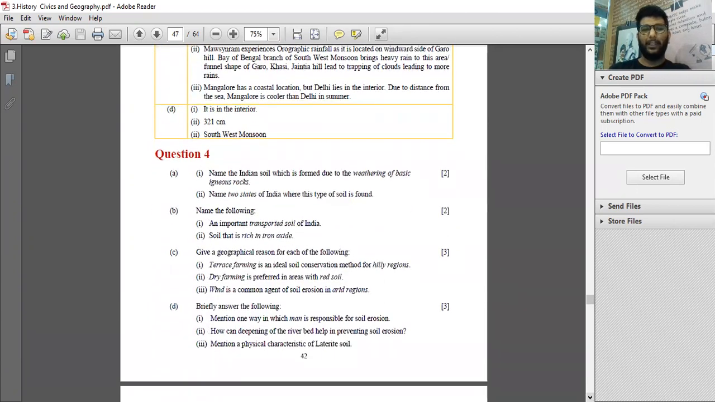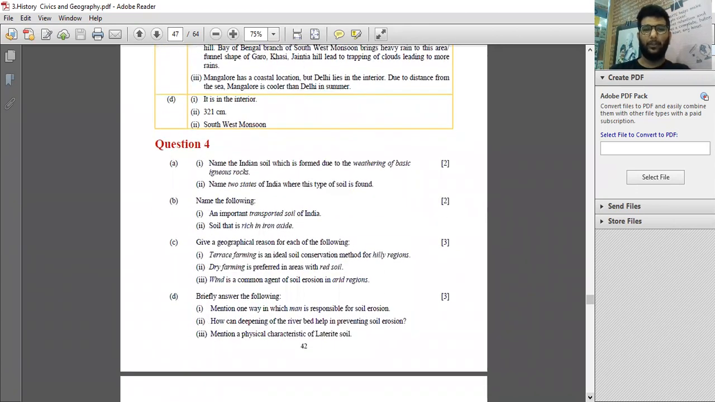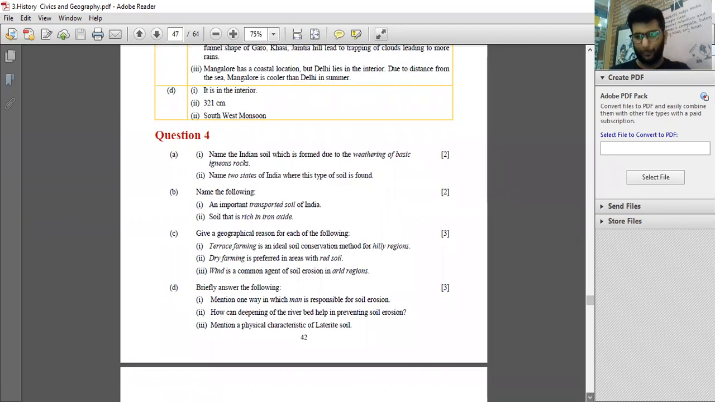Let's move to the next one. Again, that's going to be question number 4. That's going to be about soils. So again, a very basic, simple question which I've been asked upon. Please remember the characteristics and understand about them very well.